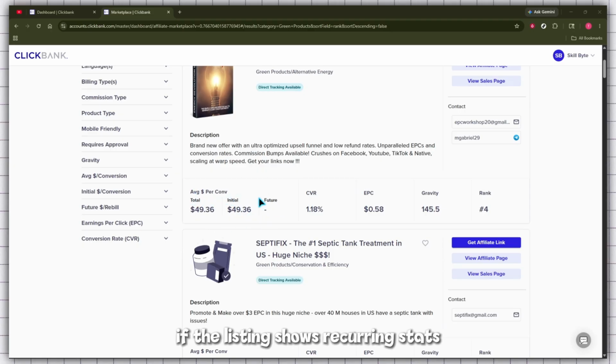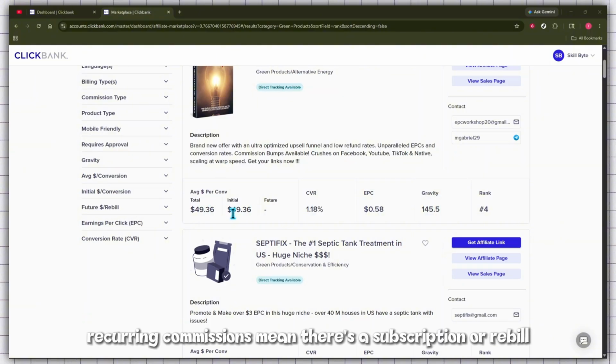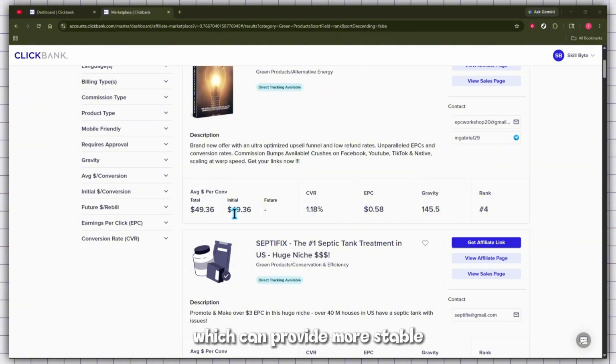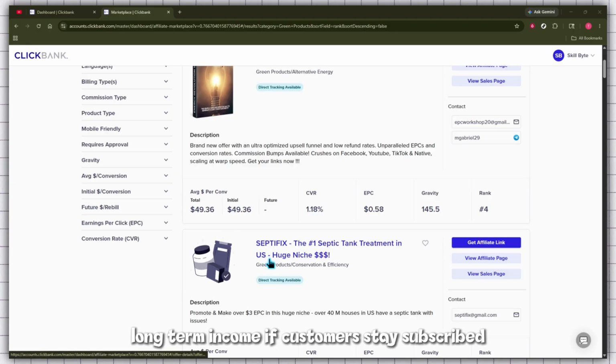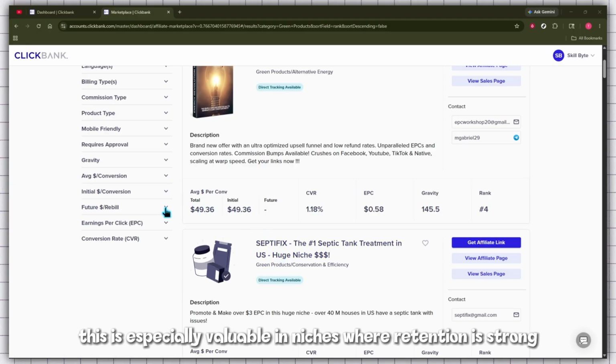If the listing shows recurring stats, pay close attention. Recurring commissions mean there's a subscription or rebill, which can provide more stable, long-term income if customers stay subscribed. This is especially valuable in niches where retention is strong.